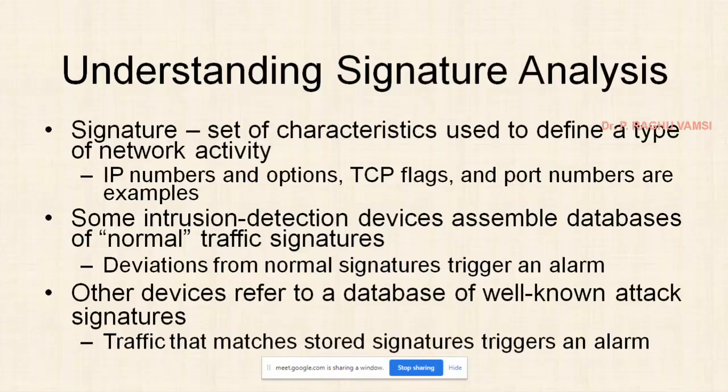Now we'll move on to understanding signature analysis. A signature is nothing but a set of characteristics used to define a type of network activity. For example, IP number and options, TCP flags and port numbers are some examples that we try to inspect to see whether any malicious activity is initiated by the attacker. So in our analysis, we always focus on the IP numbers, options, TCP flags and port numbers. These are the main components that we always inspect.